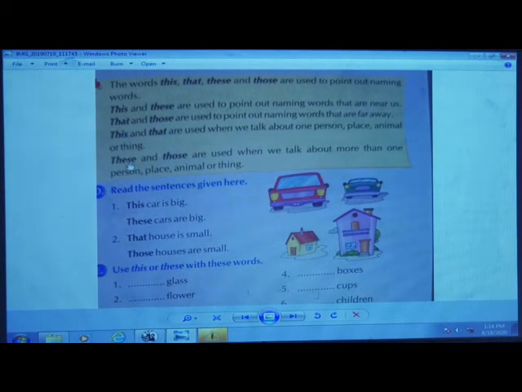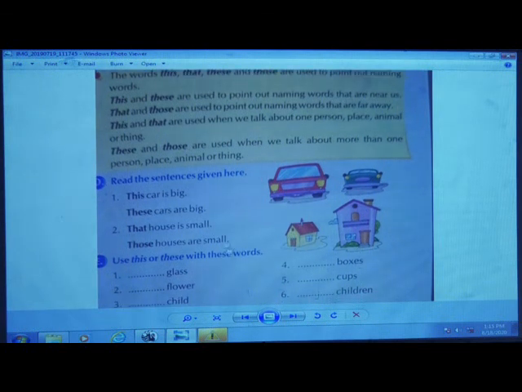Then these and those. We use these and those when we talk about more than one person, place, animal or thing. Okay, then read the sentences given below. This car is big. So these cars are big. That house is small. Those houses are small.